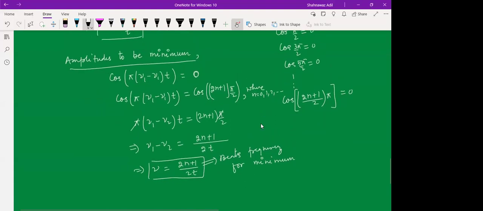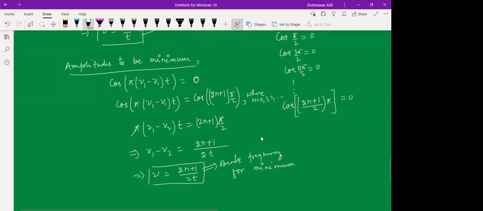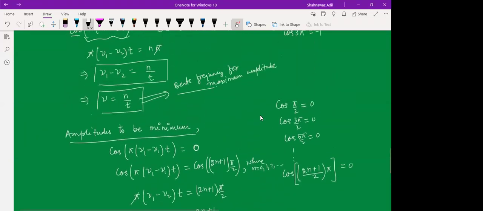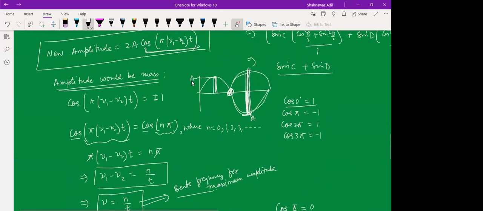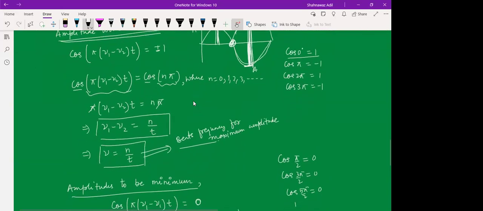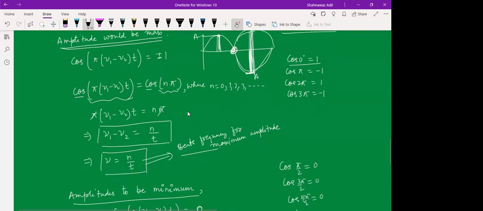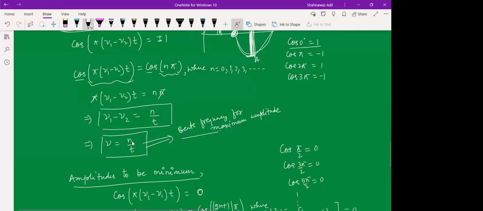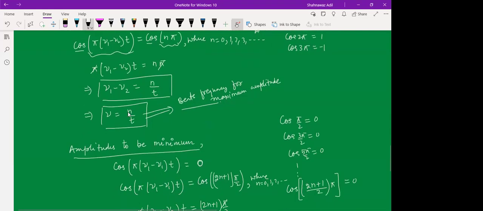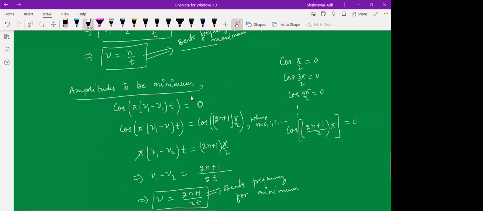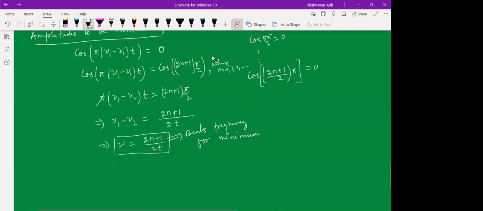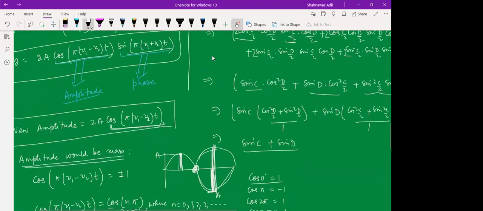So let's say we are calculating the maximum, right? The first maximum would happen at, let's say, n equal to 0. If you put n equal to 0, so nu equal to 0, that would be the first maxima. And if you put n equal to 1, so at 1 by 2, there would be another frequency. So these are the frequencies, right? Is it clear to you?